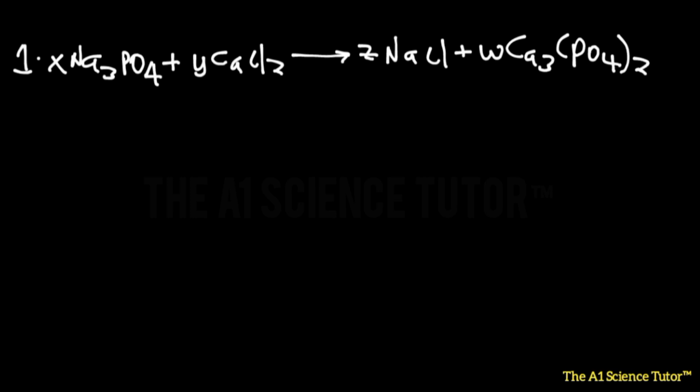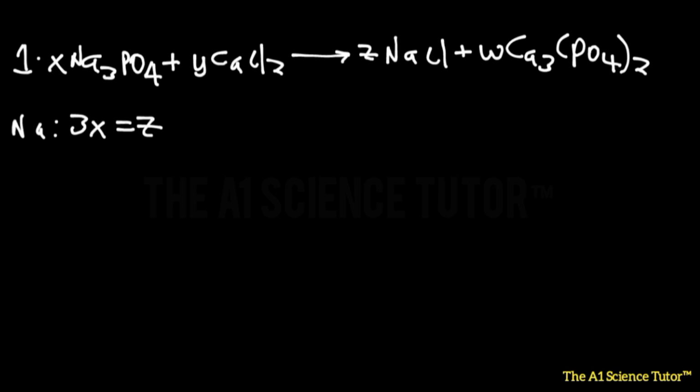What we're going to do is start with the first element and find out what simultaneous equation would result from that chemical element. So we're going to start with sodium. On the left hand side, what is the value for the atoms of sodium? We have 3 atoms of sodium here, multiplied by x moles. That gives us 3x. On the right hand side, we have just z. So 3x will be equal to z, and that's pretty much it for sodium.